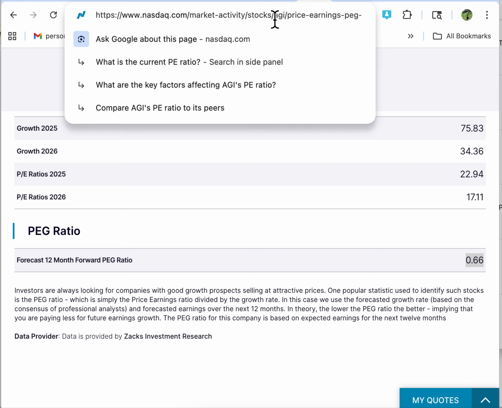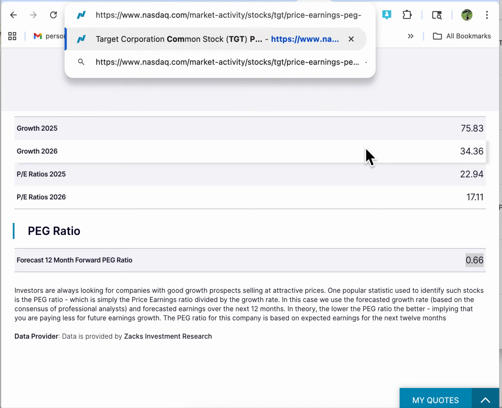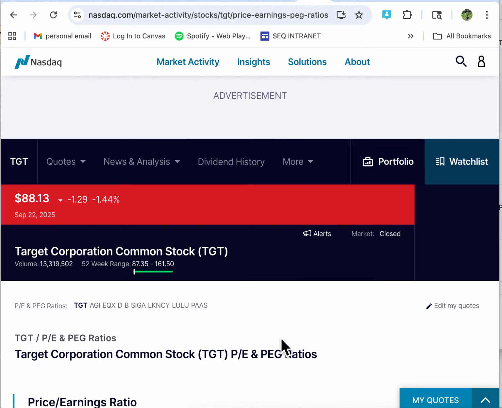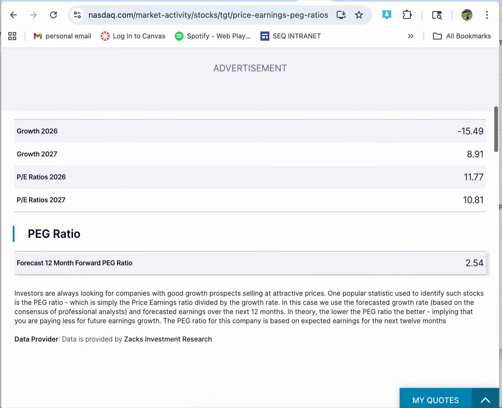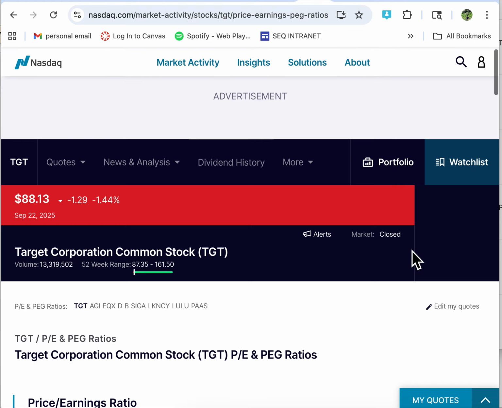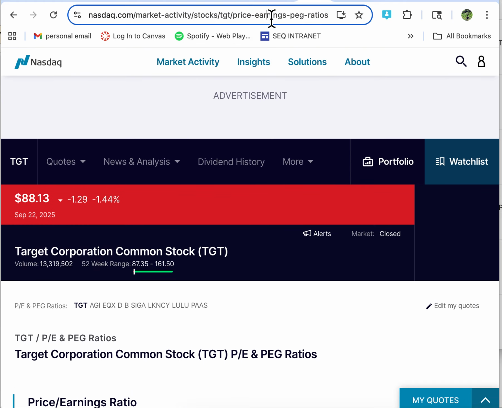Okay, now if you want to change that, you just highlight the AGI, and let's say I wanted to look at Target, TGT. That's the stock symbol for Target, and you can see 2.54. And that's it.